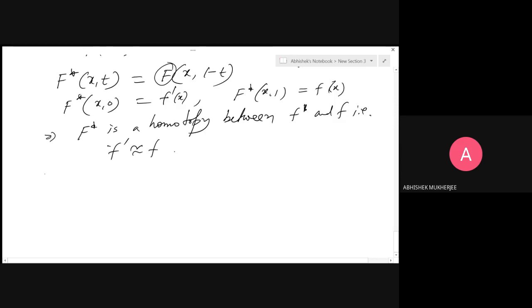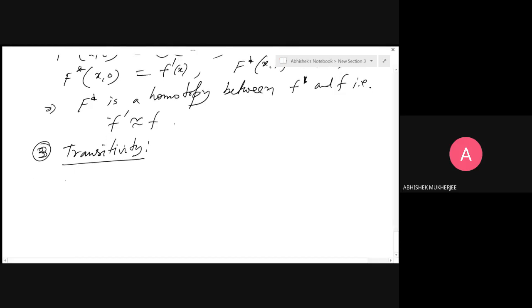So now the third case is to check the transitivity. This is not so complicated, but you need to invoke the pasting lemma. So let us assume that f is homotopic to f dashed and f dashed is homotopic to f double dashed.